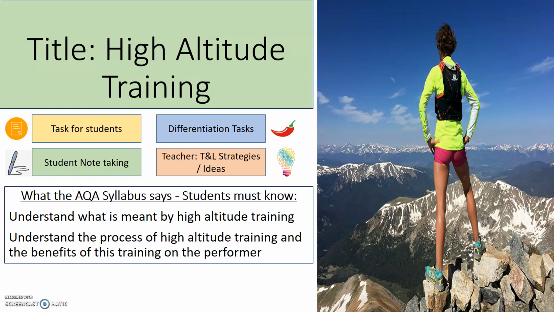So a reminder in regards to these presentations, the yellow text boxes are tasks for students, the green text boxes are the note-taking sections for students, the blue text boxes are the differentiation tasks, and the red text boxes are the teaching and learning strategies and ideas.